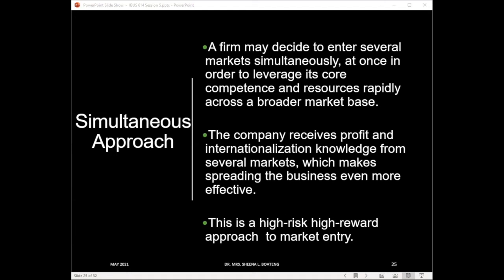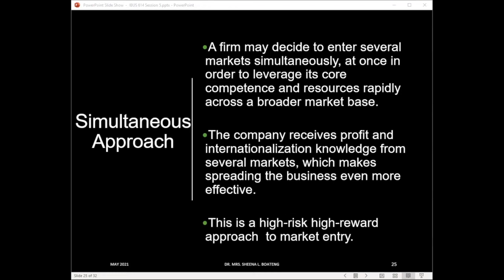So the company will often receive profit and internationalization knowledge from each of these markets. And therefore, as they gain knowledge from one market, they apply the lessons from it in the other markets which they are operating in real time, at the same time. And then as they get profits from one market, they're able to use it to support operations in these other markets, right?